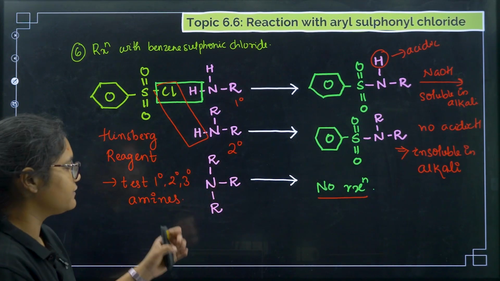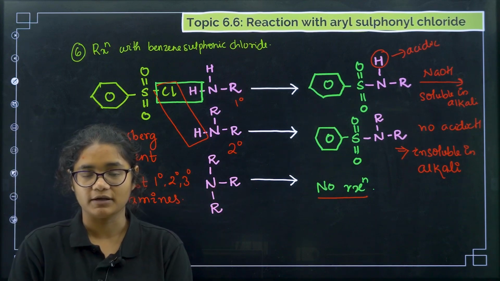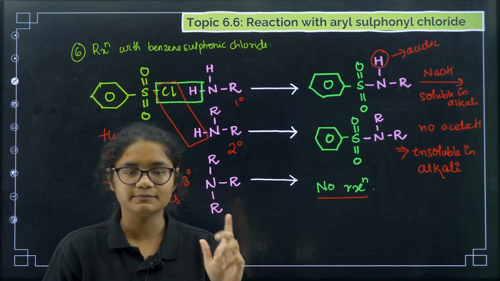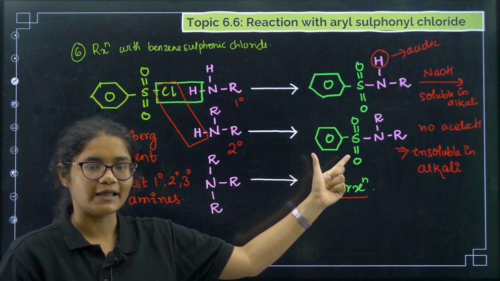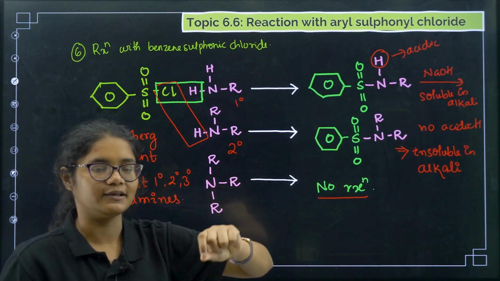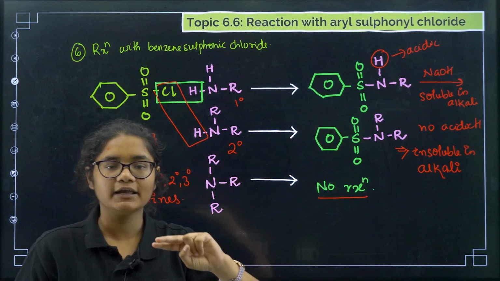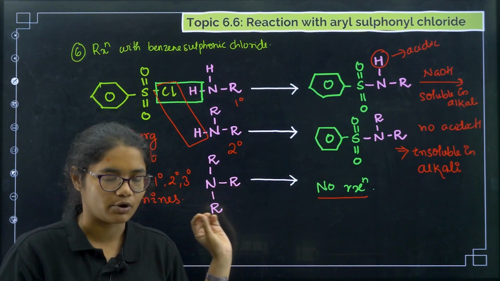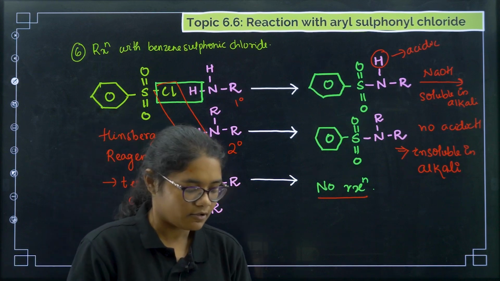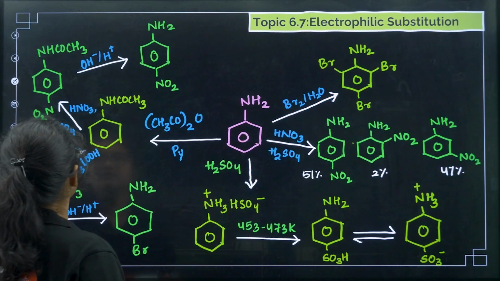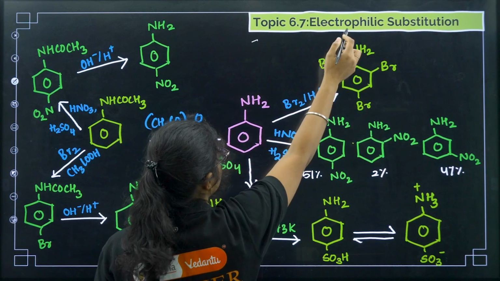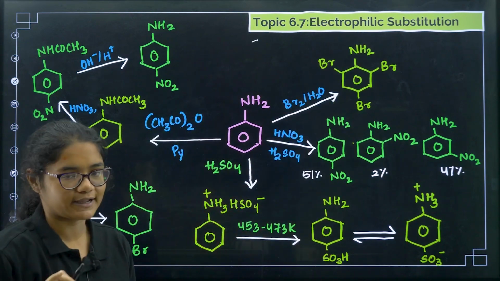Clear? So how can we differentiate using benzene sulfonyl chloride, or we call it Hinsberg reagent? Primary amines will react and if you add alkali, it will be soluble. Secondary amines will react, but if you add alkali, it will be insoluble, and tertiary will not react at all. Okay, fine. Next we'll go to the 7th reaction, that is electrophilic substitution reaction.